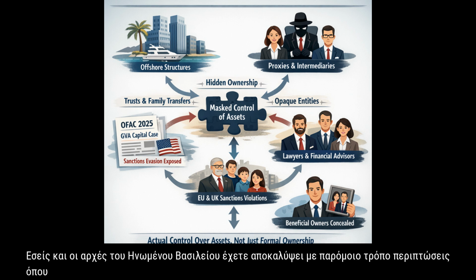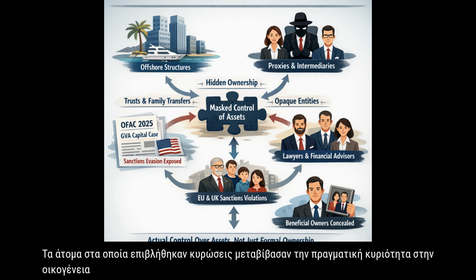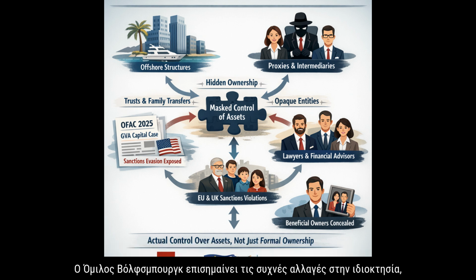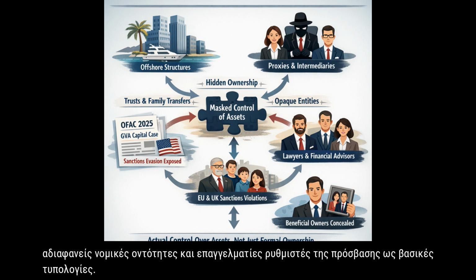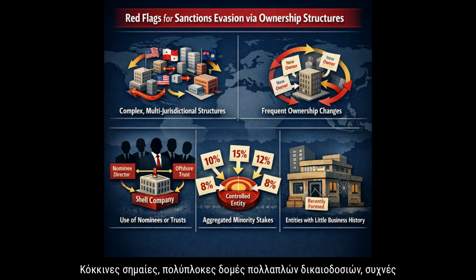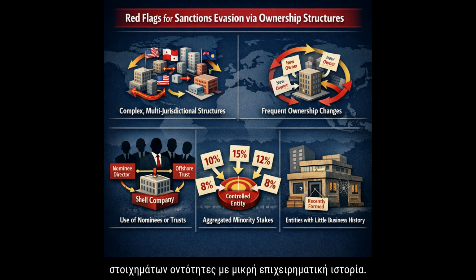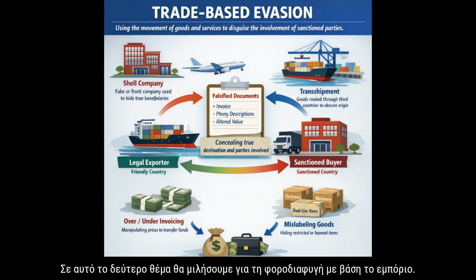EU and UK authorities have similarly uncovered cases where sanctioned individuals transferred beneficial ownership to family or associates or used trusts to retain influence over assets. FATF and the Wolfsberg Group highlight frequent changes in ownership, opaque legal entities, and professional gatekeepers as key typologies. Red flags: complex multi-jurisdictional structures, frequent ownership changes, use of nominees or trusts, aggregated minority stakes, entities with little business history. In this second topic, we will talk about trade-based evasion.